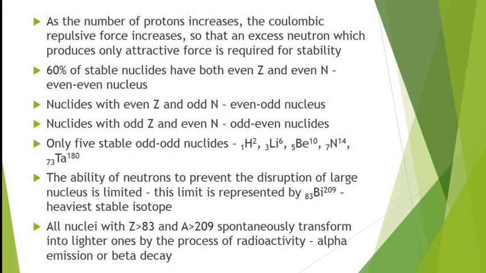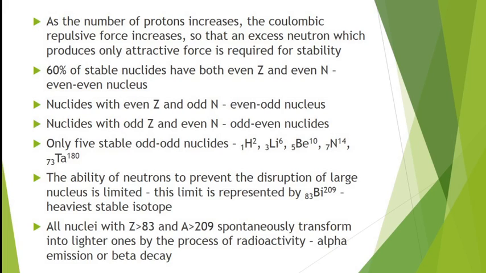Now we had already said that as the proton number increases, more neutrons are required so that the attractive nuclear force, which is independent of electric charge, will balance the repulsive Coulombic force so that the nucleus will be stable. But there is a limit for the number of neutrons to get increased, and the ability of neutrons to prevent the break of a large nucleus is limited. We cannot provide more and more neutrons so that the nucleus will be stable.